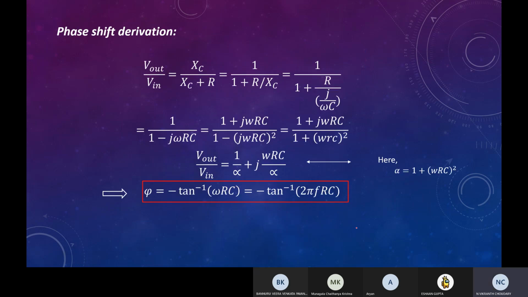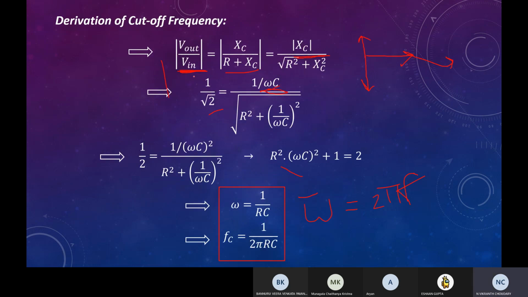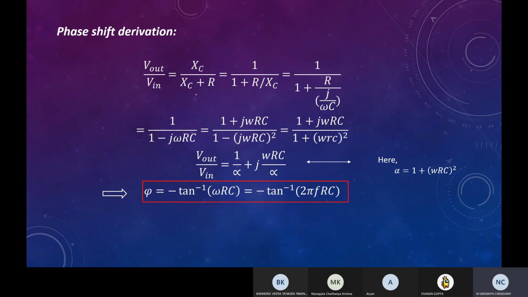And next, for the phase shift derivation, similarly, in here we had to take the mod. If you don't take the mod, you need to consider the direction, the phase shift of this thing. So we won't be taking mod over here. So Xc would be j upon omega C. Here j, because the voltage across this would be in the bottom direction, and this would be in the other direction. So the angle is 90 degrees. So you can see this is j upon omega C. This j, you can represent as minus 90 degrees into j.